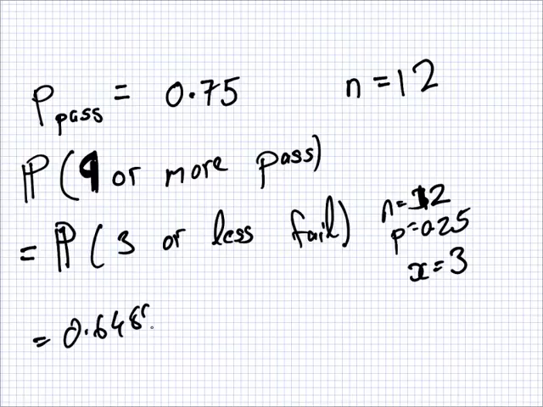0.6488. Okay. Yes. Well, 75% is the chance of passing, 25% is for failing. So you just rethink about the problem as a failing problem rather than a passing problem.